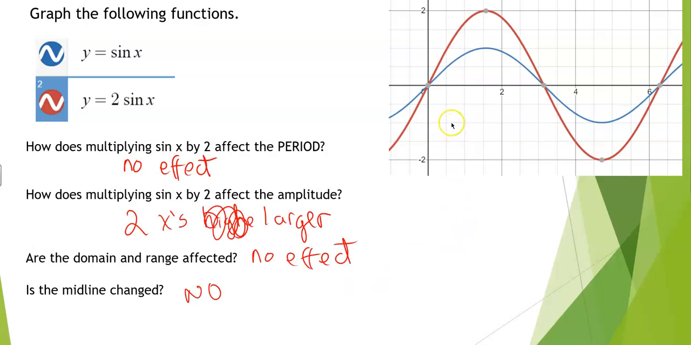You can look at the graph and see that the period doesn't change. It's still 2 pi, so the period is still 2 pi for both of them. This time, because I'm multiplying the output by 2, I'm changing whatever goes in the y direction. So that would change my amplitude. The amplitude is now 2 times higher. It used to be at 1, and now it's at 2. The domain and range aren't affected, and the midline is not changed at all.